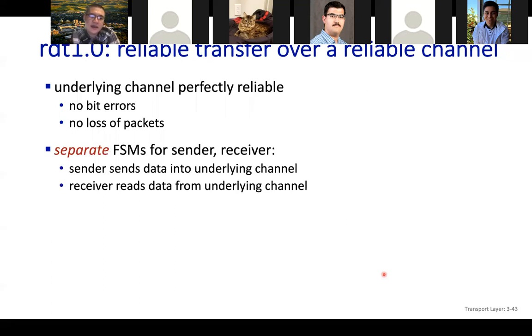So, separate FSMs for sender and receiver. The sender sends the data into the underlying channel. The receiver reads the data from the underlying channel. So we can plot the FSM for the sender and receiver. Two FSMs here, finite state machines. For the sender side, you wait for a call from above, from the application layer.